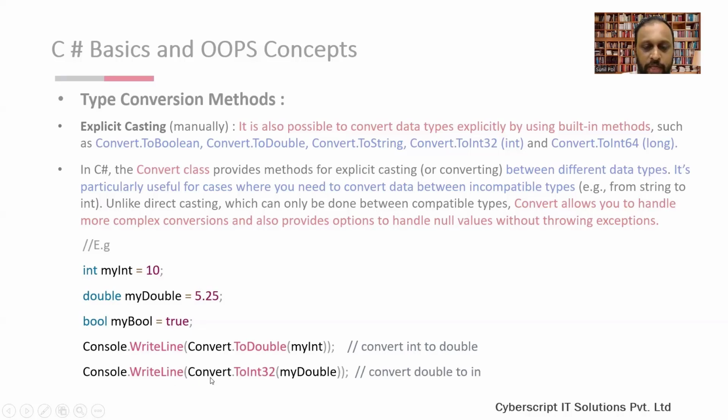Here on the command prompt, we are printing my double value and converting it into an integer with the help of the ToInt32 method in the Convert class. So it will convert the double value to an int value. So the next one is Convert.ToString, that is myBool. So here we can see myBool is a Boolean value and we are converting that value into a string. So this true would be converted into the string data type.